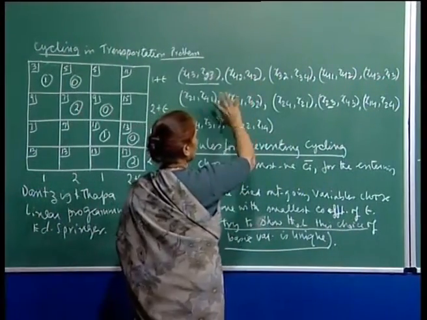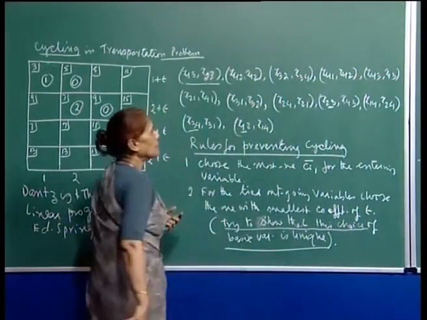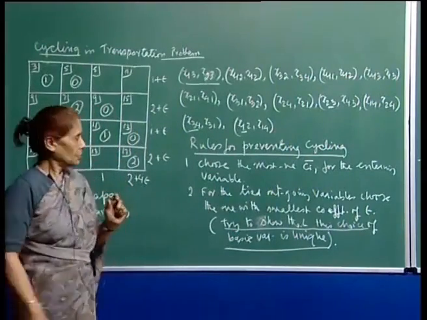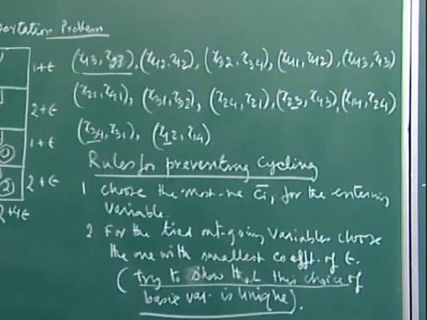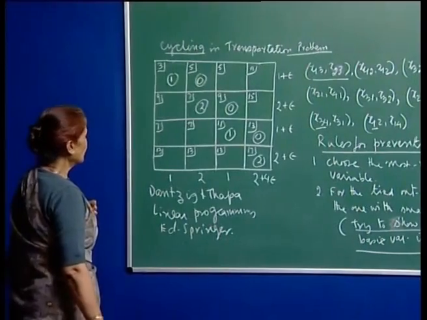I will show you one or two iterations to demonstrate that the sequence of pivots actually changes because of these rules for preventing cycling. We will not go beyond that, because it would take time to prove that these rules work. They have been shown to work. So, for example, let us quickly do it.